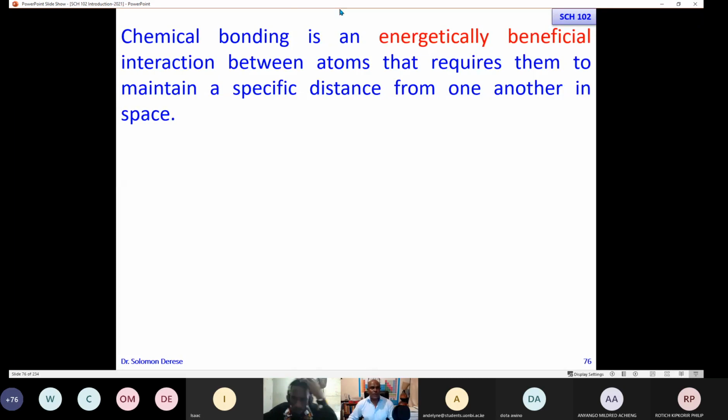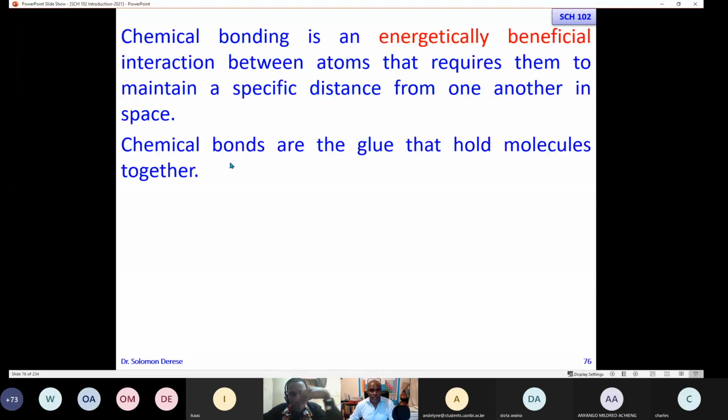with one another. So chemical bonding is an energetically favorable interaction between atoms that requires them to maintain a specific distance from one another. So when a chemical bond is formed between two atoms, that chemical bond is going to serve as a glue that holds these atoms together. So chemical bonds are the glue that hold molecules together.